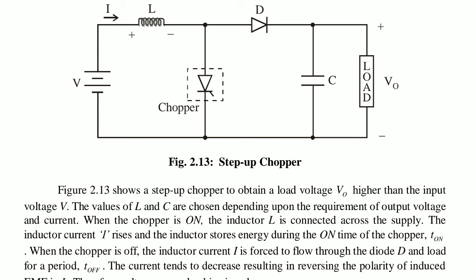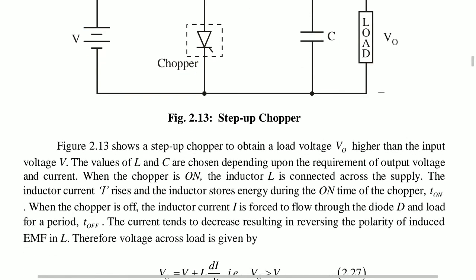When the chopper is on, the inductor L is connected across the supply, the inductor current rises and the inductor stores energy during the on time of the chopper, that is T on. When the chopper is off, the inductor current I is forced to flow through the diode and load for the period T off. So the current tends to decrease, resulting in reversing of the polarity of the induced EMF in the inductor.